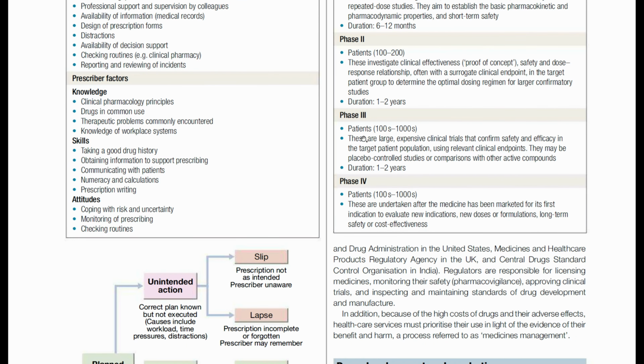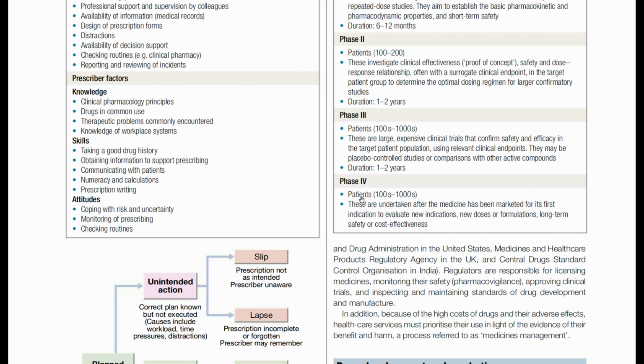Phase 3, patients 100 to 1000. These are large, expensive clinical trials that confirm safety and efficacy in the target patient population using relevant clinical endpoints. They may be placebo controlled studies or comparisons with other active compounds. Duration 1 to 2 years.